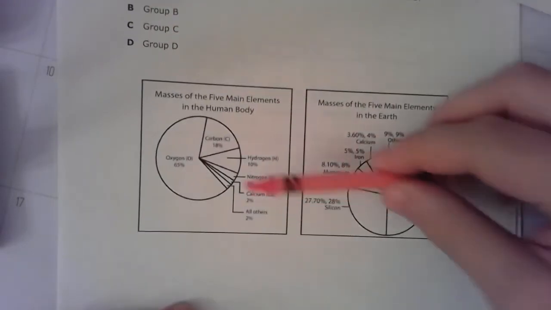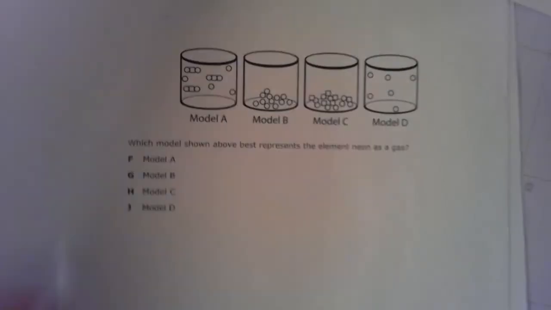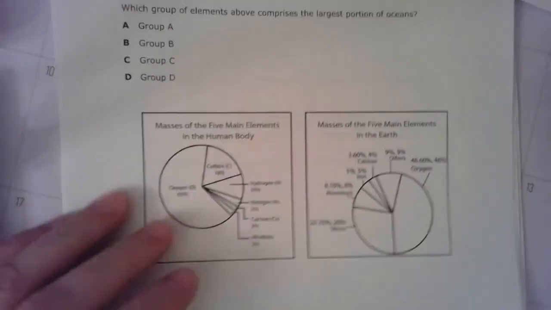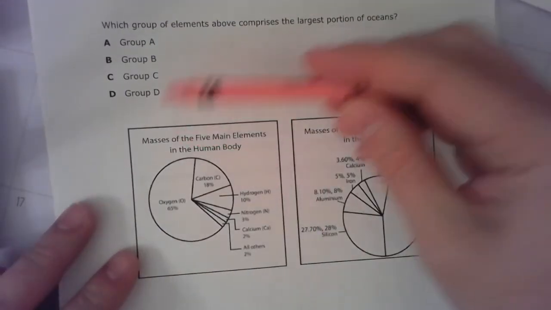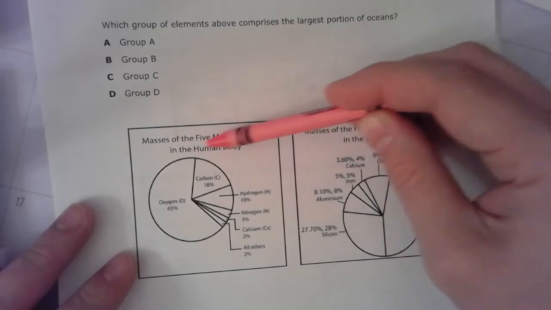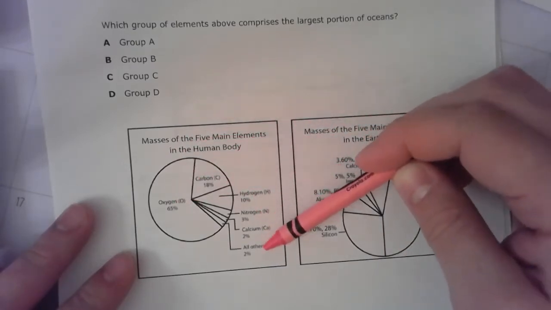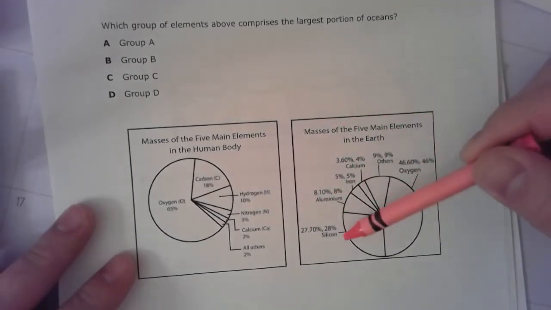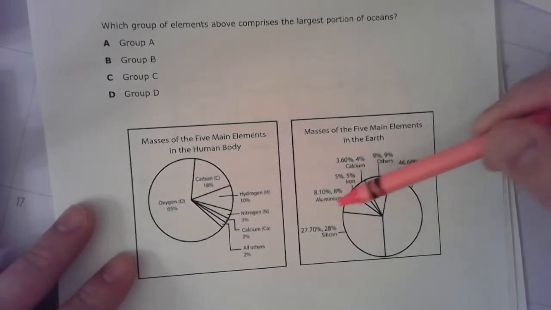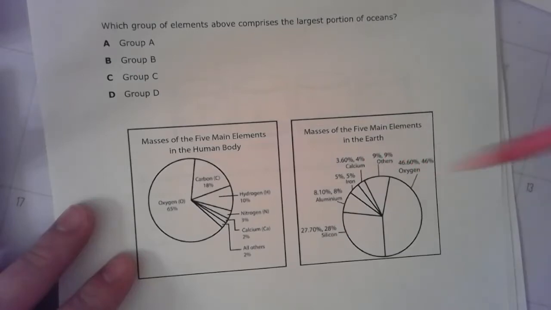Now this is awkward. This right here is used on question number 10. You may have to flip to do this, okay? So, sorry. This is masses. I'll just read this. Masses of the 5 main elements in the human body. Oxygen, carbon, hydrogen, nitrogen, calcium, all others. Masses of the 5 elements in the earth. Silicon, aluminum, or aluminium, as some people say. Iron, calcium, others, and oxygen. I'm going to use that for question number 10.